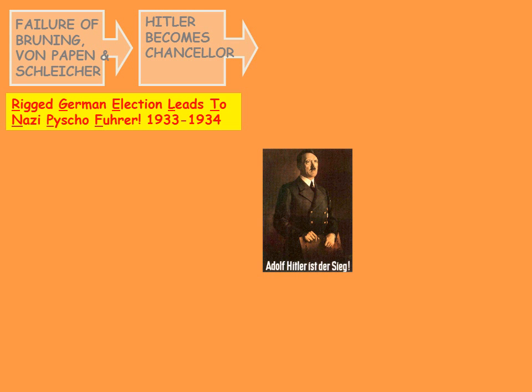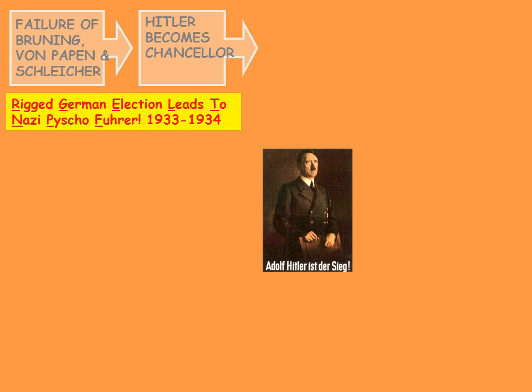This is the way that you simplify 1933 to 1934. Just like we've done with other things, you need to just distill it down to the smallest amount of information, and then you should be able to trigger other things. So in this case, we've just got a sentence which is, rigged German election leads to Nazi psycho Fuhrer. And basically, each of the words in this sentence stands for an event between 1933 and 1934.